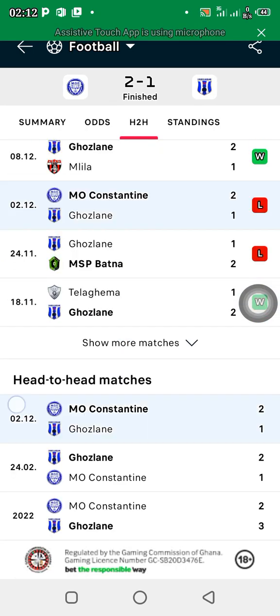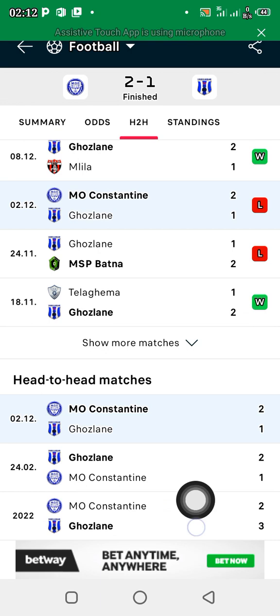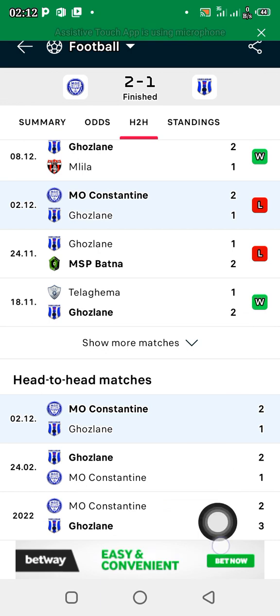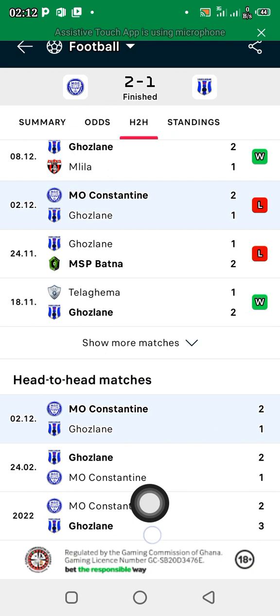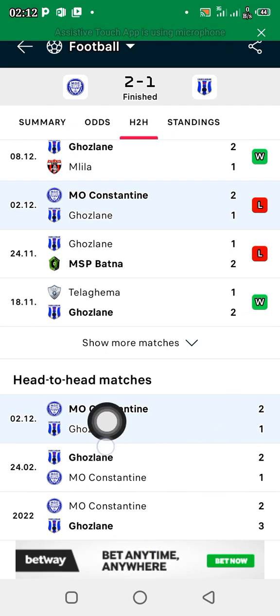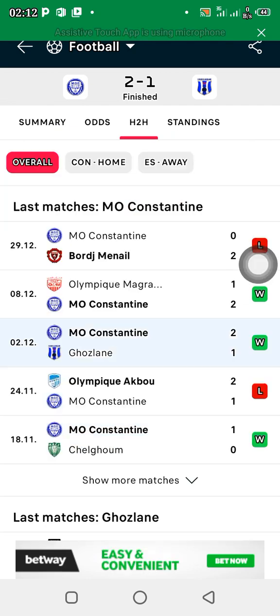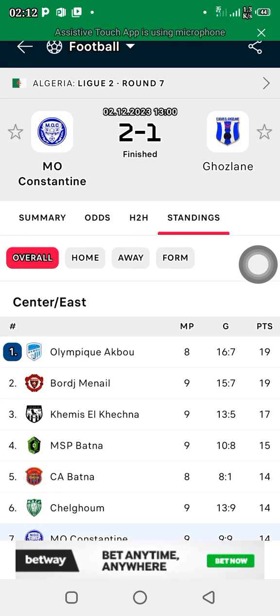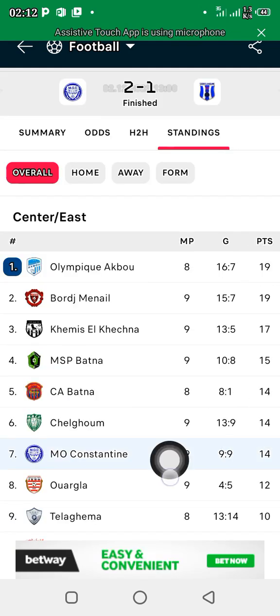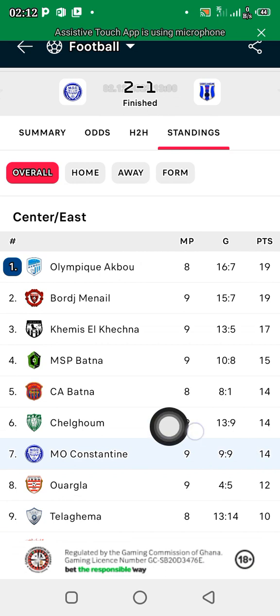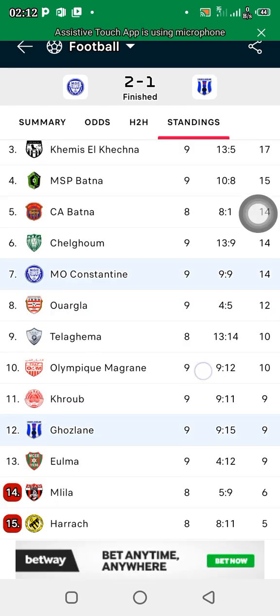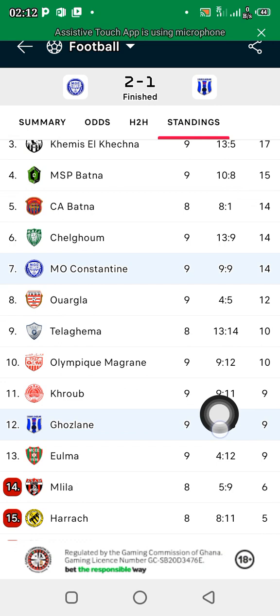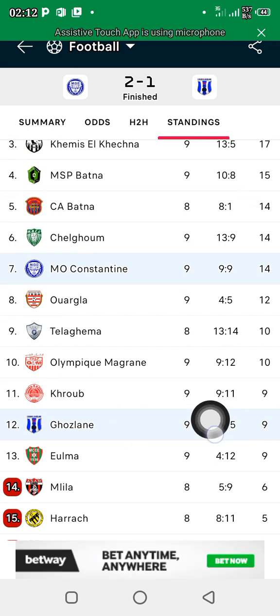And you check any time that they met. Look at the time that they met. So most of the time the away team always win them, but last time the home team won them. And you look at their standing. Look at the standing of that particular team that won them. That particular team is at 3rd. So sorry, 7th, and the away team is at 12.